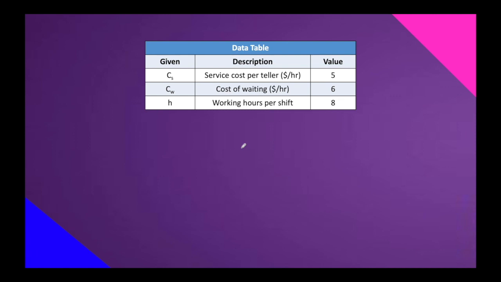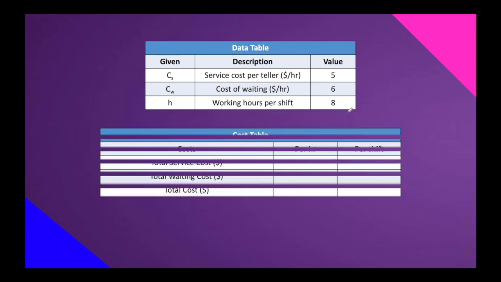Ito yung data na binigay. Service cost per teller. This is actually the labor cost of teller, $5 per hour, and that is represented by the symbol C sub S, or the cost sub service. So, cost of waiting, dollar per hour, that is $6 per hour, represented by the symbol C sub W. So, C is cost, W is waiting. So, cost of waiting. Working hours per shift, basically that is 8 hours.